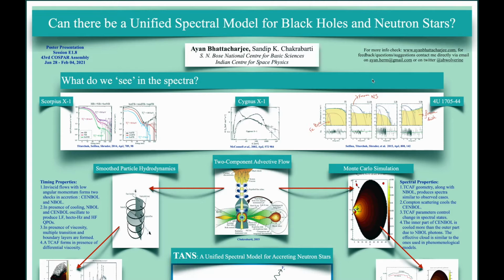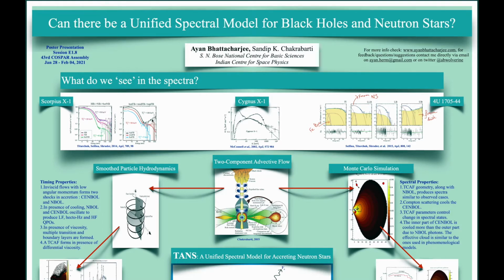So what basically do we see in the spectrum? Both stellar mass black holes and neutron stars are very active in X-rays. They exist in most of the X-ray binaries that we see, as in there is a companion star and the X-ray component comes from the disk, or the star's surface for the neutron star at least.